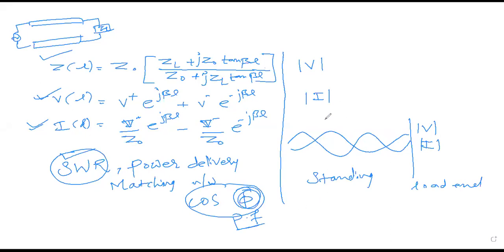From those graphs, we get another parameter called the standing wave ratio. If we talk in terms of voltage, that becomes the voltage standing wave ratio, VSWR. Now, suppose this is the graph of mod V. At some point it is maximum, at some point it is minimum, maximum, minimum, right? So there is something called Vmax and Vmin.